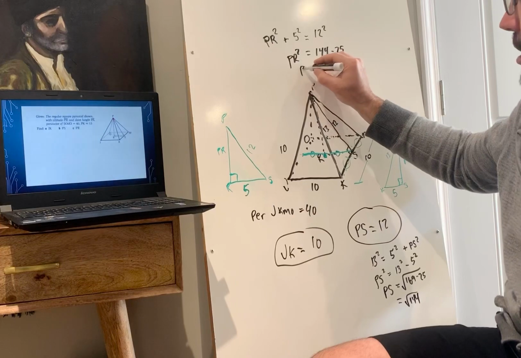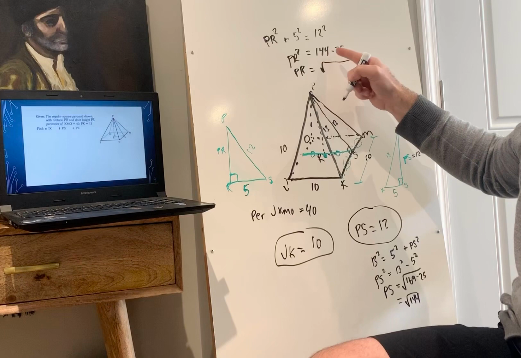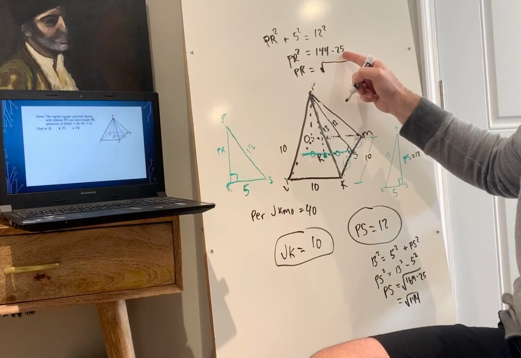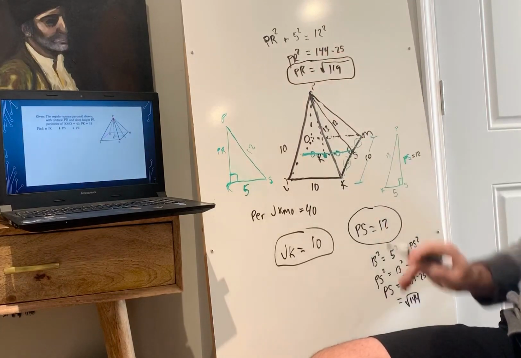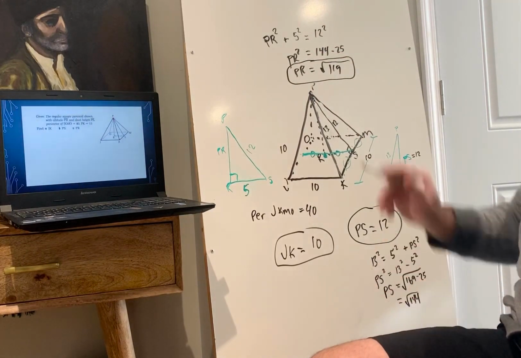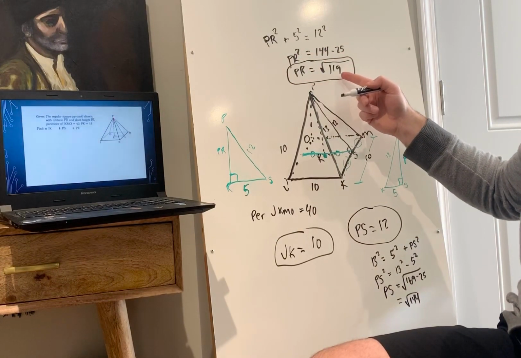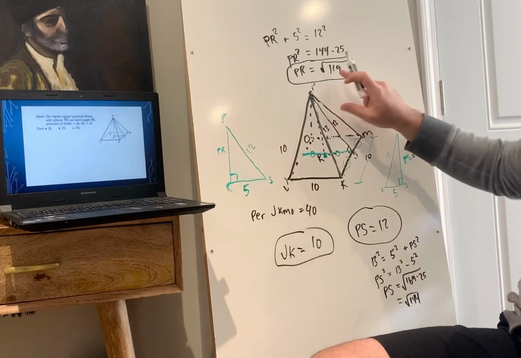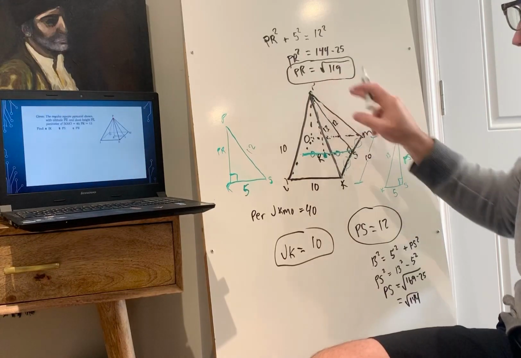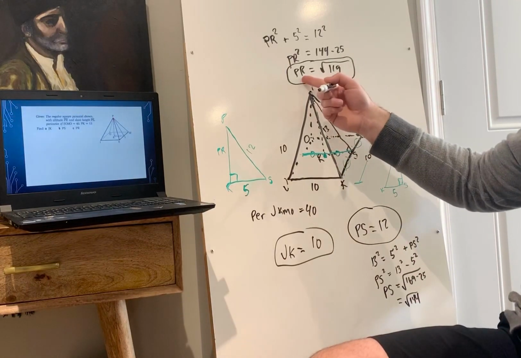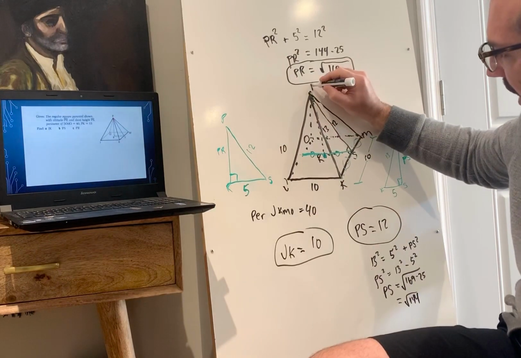Then to solve for PR, take the square root, right? Let's see, 144 minus 25, what is that, 119? Square root of 119? Yeah, I took the square root of both sides. 144 minus 25. I don't think that reduces. And so here's our answer. We've got that PR is the square root of 119. That's PR. They asked us to find that value.